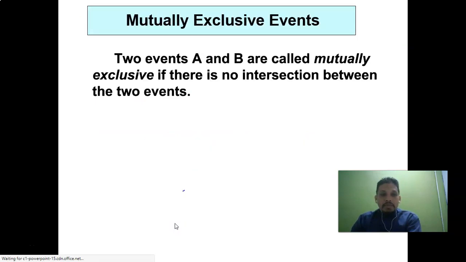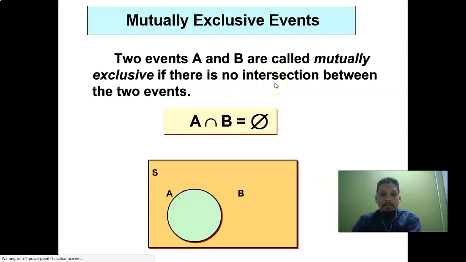Okay, so then mutually exclusive. 2 events A and B are called mutually exclusive if there's no intersection between 2 events. Okay, meaning the event of A is not related at all with the event of B. So there are two separate cases here.